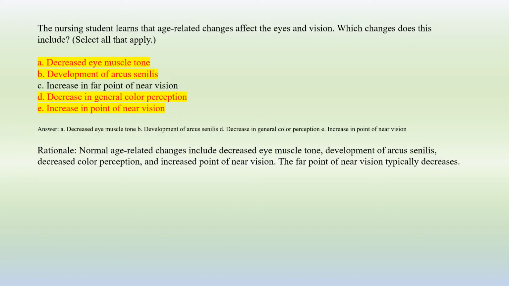Answer. A. Decreased eye muscle tone. B. Development of arcus senilis. D. Decrease in general color perception. E. Increase in point of near vision. Rationale. Normal age-related changes include decreased eye muscle tone, development of arcus senilis, decreased color perception, and increased point of near vision. The far point of near vision typically decreases.